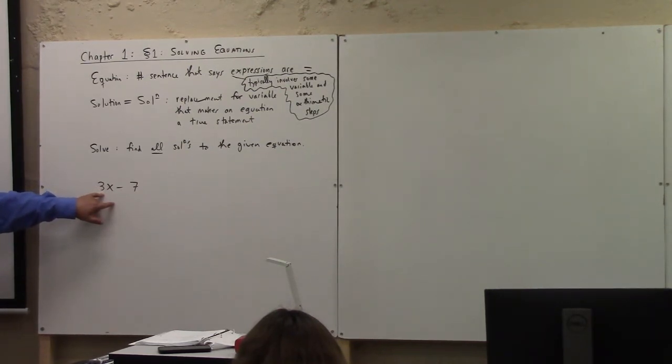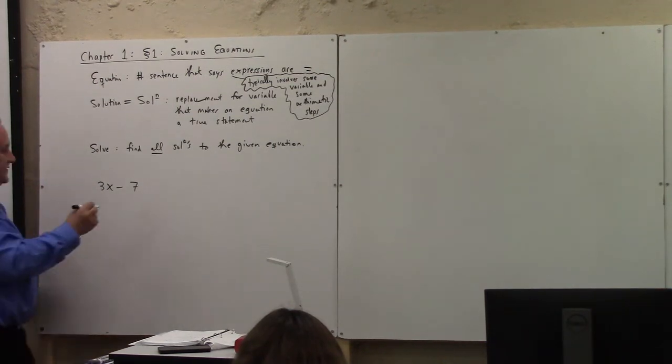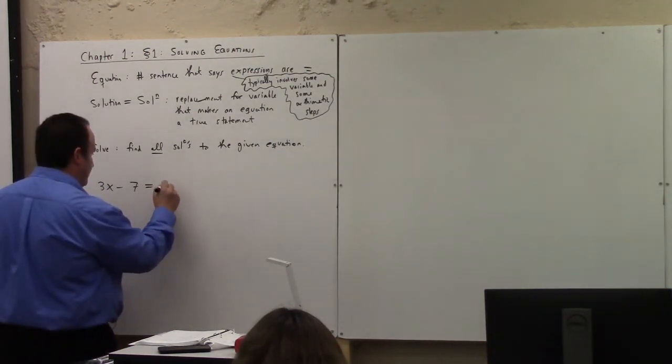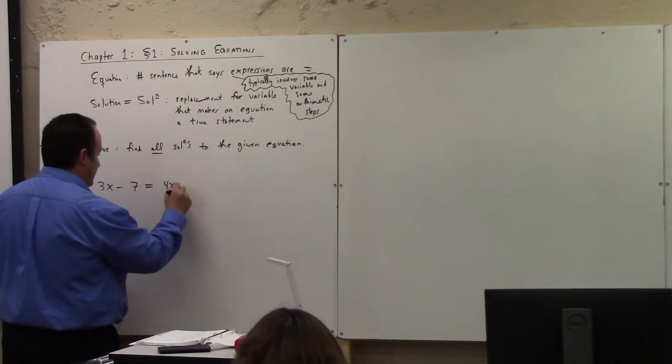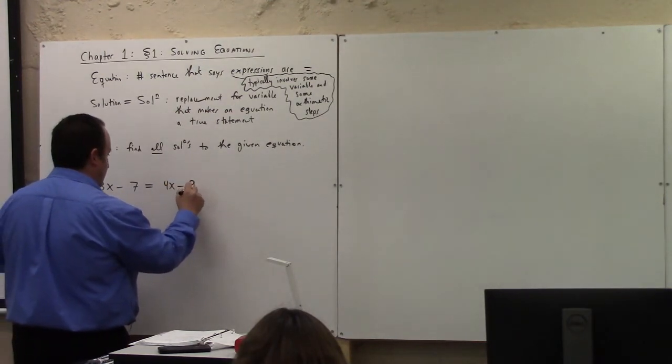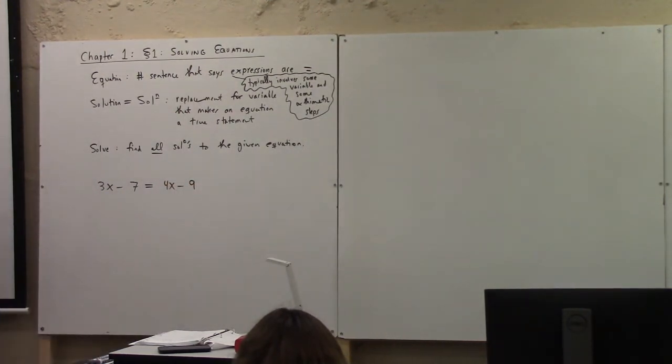All right. So this is an expression. When does it become an equation? It is when I do something like this. Right, so here, now it's an equation. It is a sentence that says expressions, notice the plural, expressions are equal. Right. So here we go. This is our example.